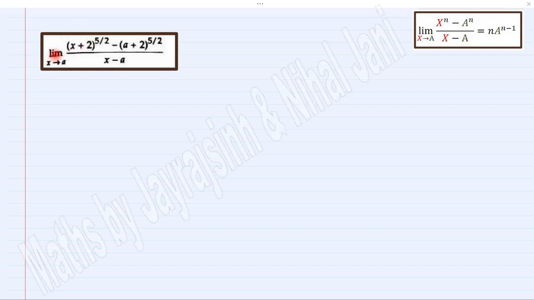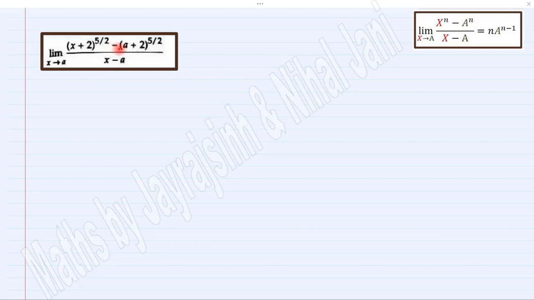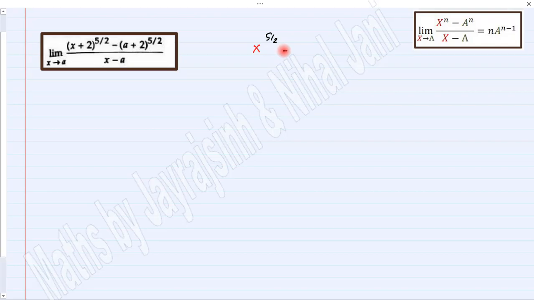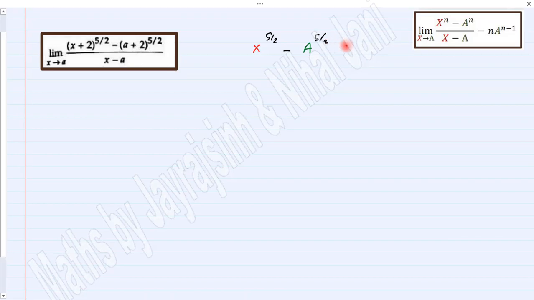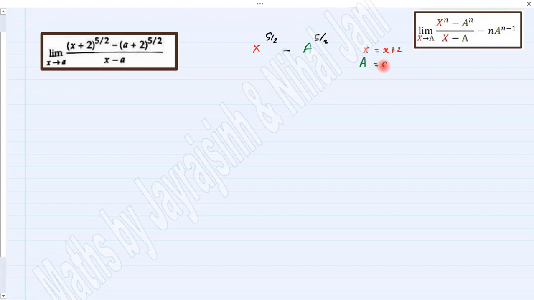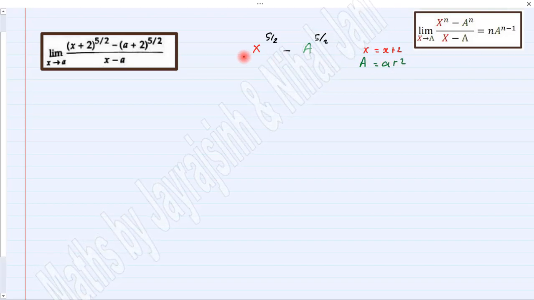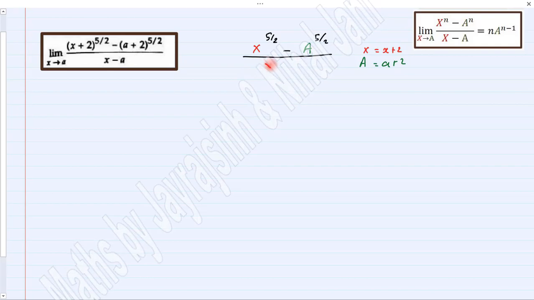In this question, we have to find limit x tends to a, (x plus 2) raised to 5 by 2 minus (a plus 2) raised to 5 by 2 upon x minus a. We can convert this question into the standard form. In numerator, we have X raised to 5 by 2 minus A raised to 5 by 2, where your X is x plus 2 and A is a plus 2. Now, we just need x minus a in the denominator.